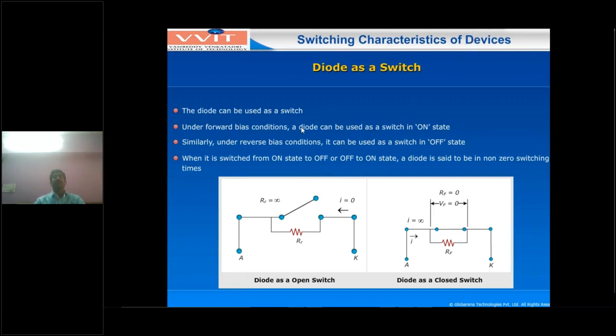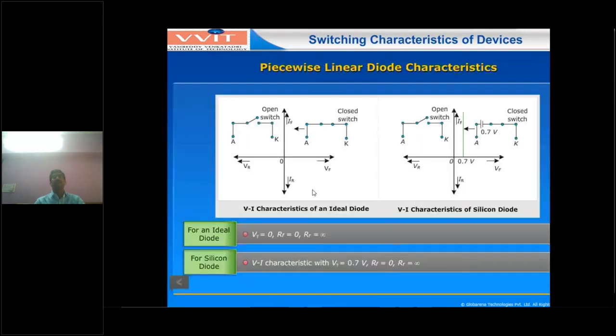So in the forward bias condition, the diode can be used as an on state. Likewise, for the ideal diode, the forward resistance is assumed to be 0 and V gamma is also considered 0. Similarly, whenever the diode is in reverse bias condition, as you see in this diagram, the diode will be an open switch. In the forward bias condition, this is a positive voltage. This is a negative voltage you are applying across the diode.